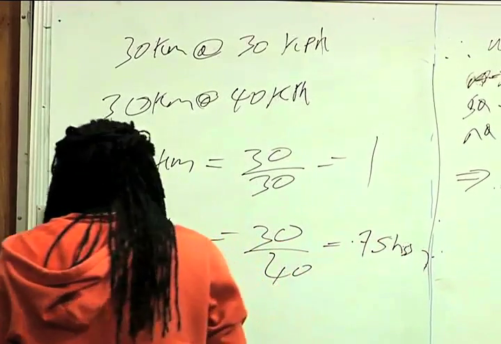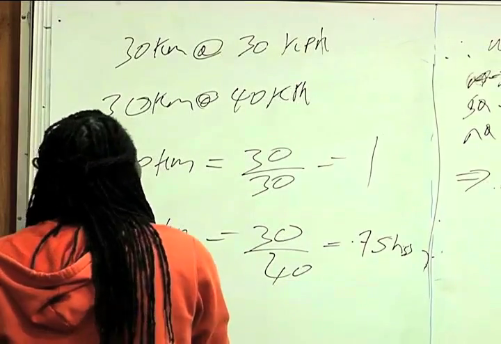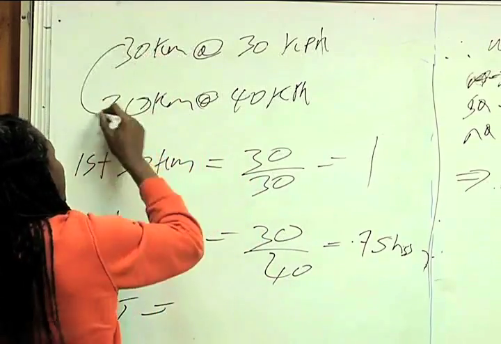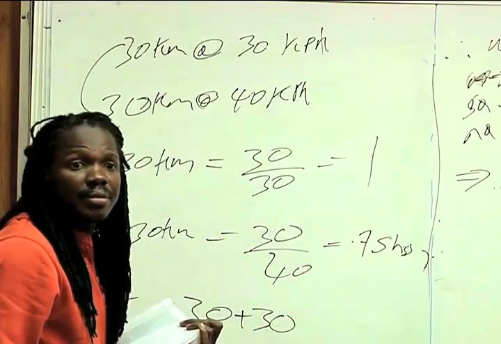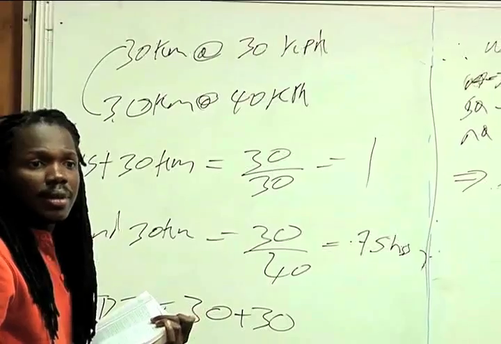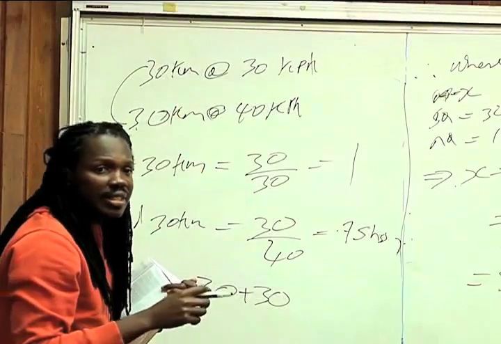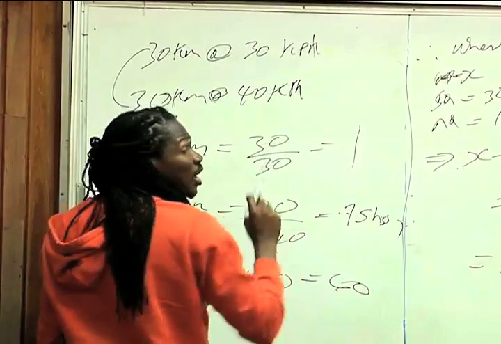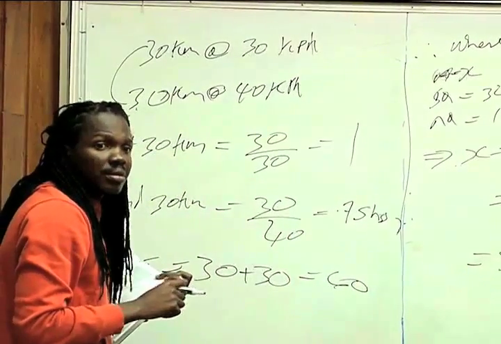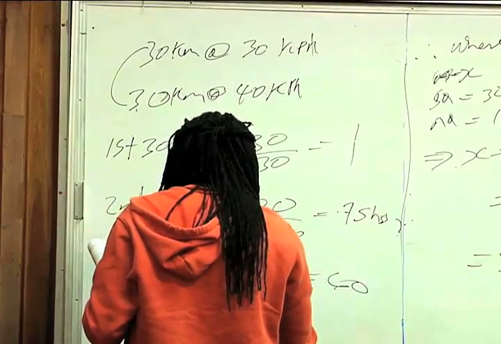Now, what is the total distance traveled? The total distance traveled is 30 plus 30, 60 km. What's the total hours traveled? 1.75, that is 1 plus 0.75.